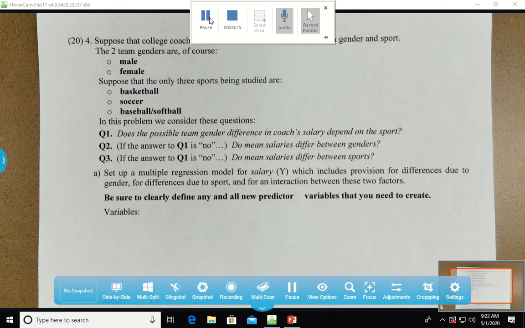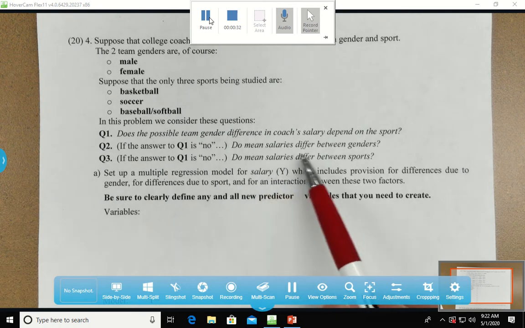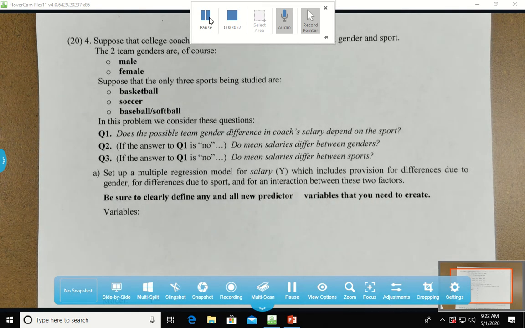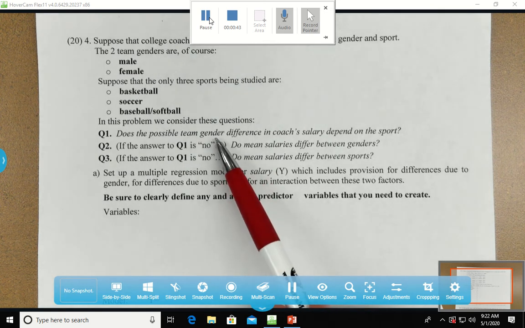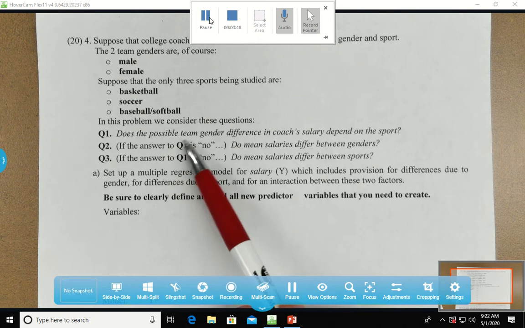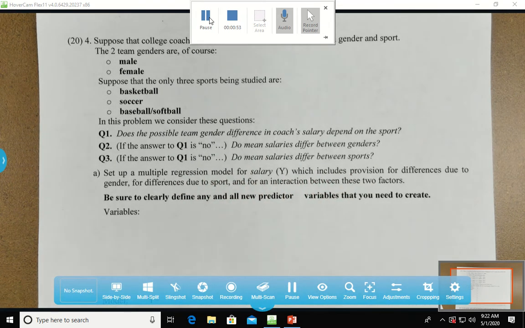Does the possible team gender difference in coach's salary depend on the sport? That's a question about interaction. And if the answer is no, do mean salaries differ between genders, or do mean salaries differ between sports? One of the reasons for going over this is for you to recognize when you have an interaction. You could also say, does the possible sports difference in coach's salary depend on gender? Is there something about the sport and gender that's interacting to determine the salary?